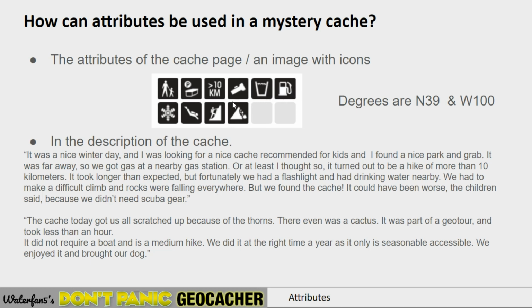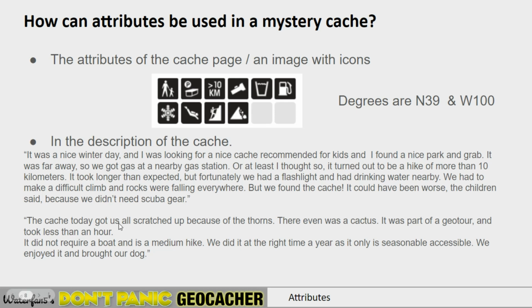Now, instead of using the icons, you can also use the description. So you see here, nice winter day, winter icon, nice cache recommended for kids, that is this icon, park and grab, that is this icon. So you see here a nice descriptive text that looks pretty innocent, but it actually describes the same icons you see here. And you also see that I didn't care about the order. This one actually decodes to the same coordinates because they use the same set of icons.